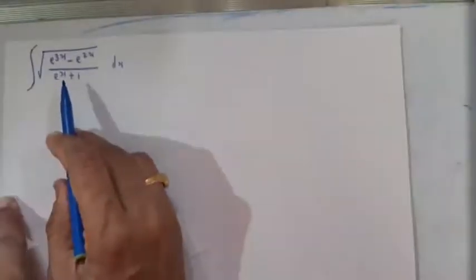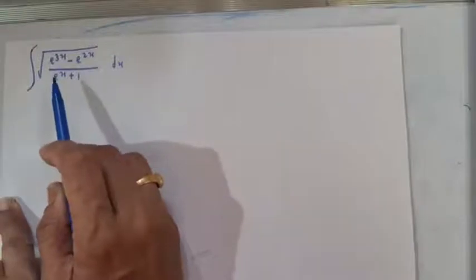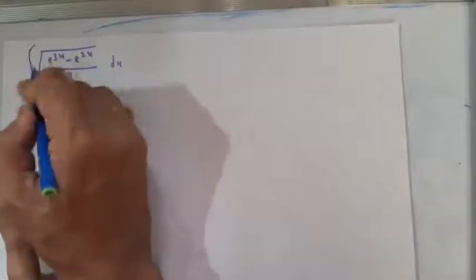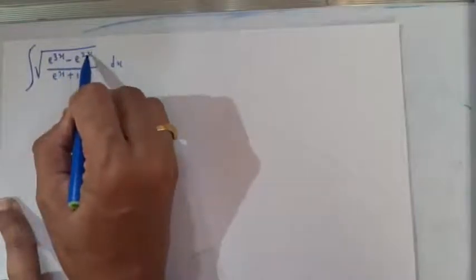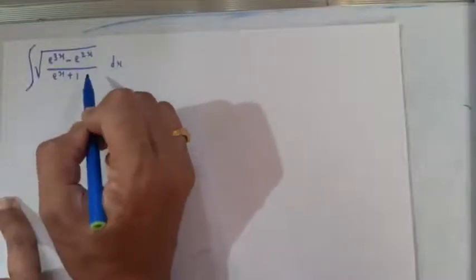Dear students, in the last video we solved some problems from exercise 3.2c. Let us solve one more example from the exercise. The example is the ninth one, that is the integration of square root of (e raised to 3x minus e raised to 2x) upon (e raised to x plus 1).